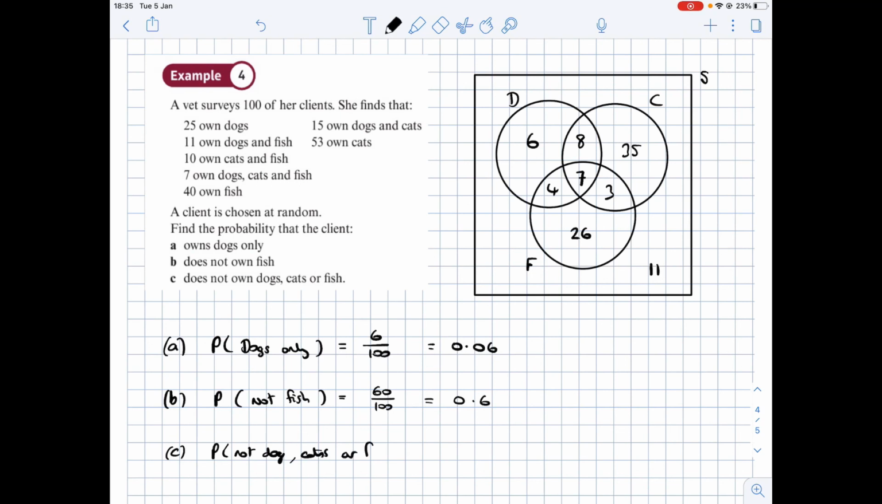And C, does not own a dog, cats, or fish. So not dogs, cats, or fish. Well, at this point, it's not inside any of the circles, so it must be the 11 which is outside. So 11 over 100, which is 0.11. And we have our answers.